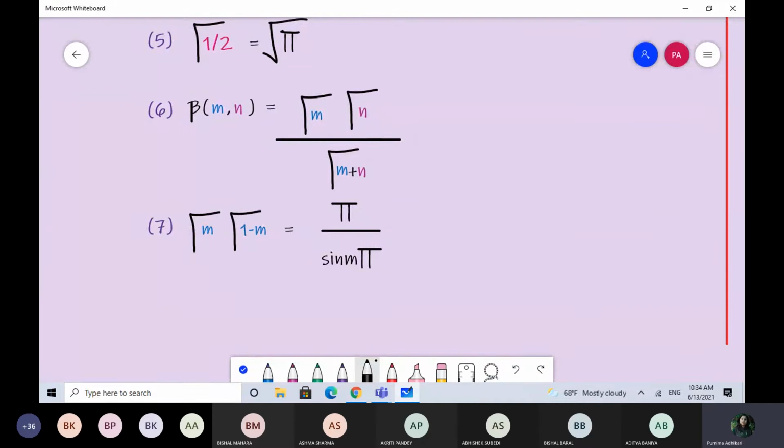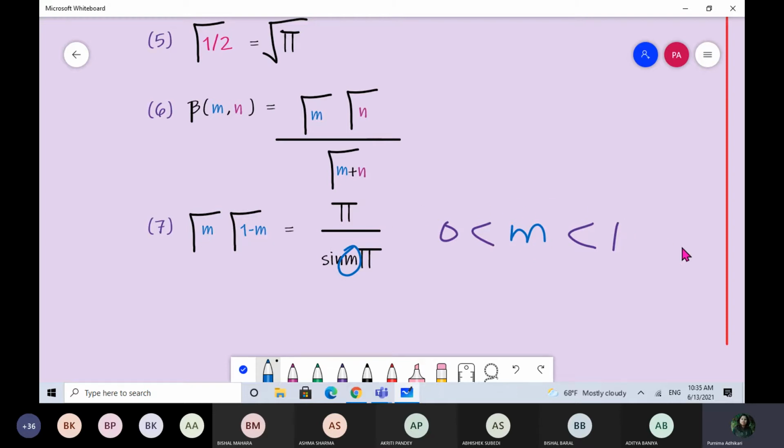Here I forgot to mention one thing. Okay, so this is your last property: gamma m into gamma 1 minus m is equal to pi divided by sine m pi. Okay, so where is this m? I have mentioned it here. So what is your condition? Your condition is that the value of m must be between 0 and 1.